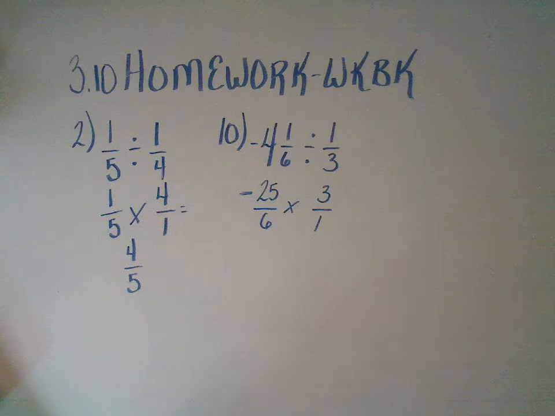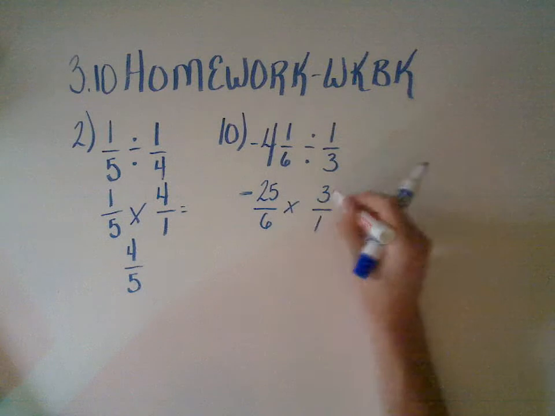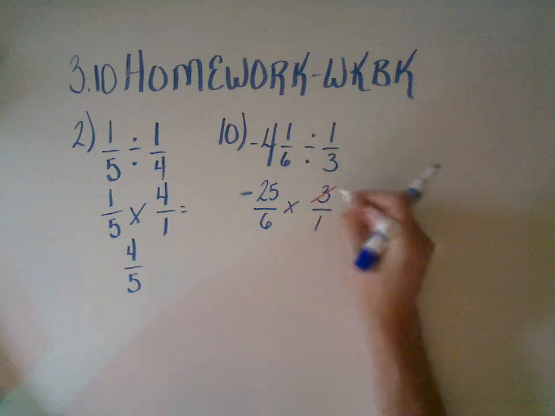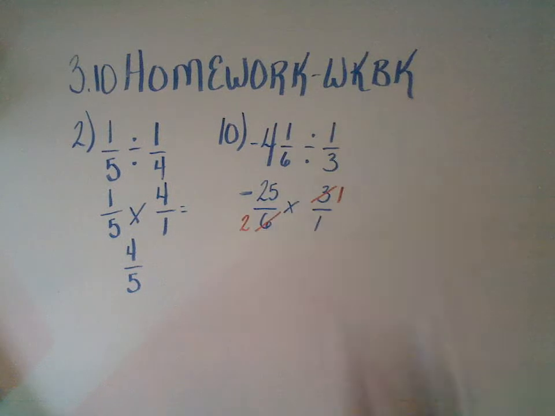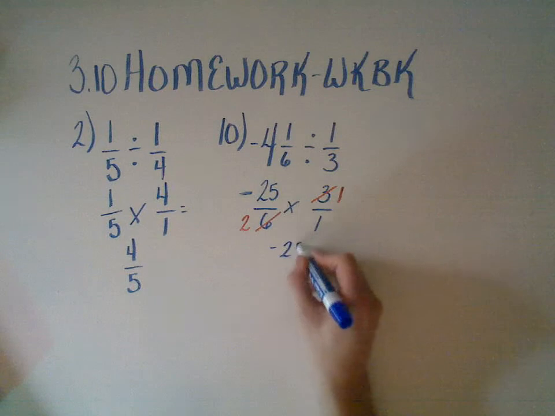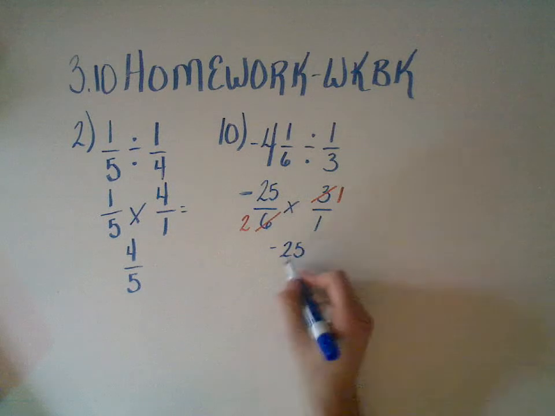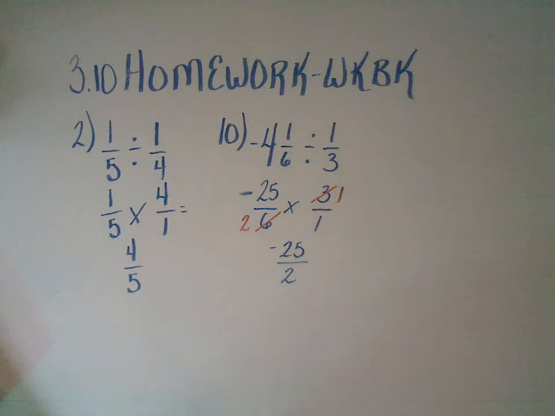Now, this is one of those questions like we saw yesterday. I can reduce first if I want to, and I want to. On this diagonal with the 3 and the 6, I could pull 3 out of both of those. 3 divided by 3 is 1, and 6 divided by 3 is 2. And now what I would do is I'd multiply straight across. So I've got 25 times 1, 25. Notice I got my negative sign while I was at it. And 2 times 1, which is 2.